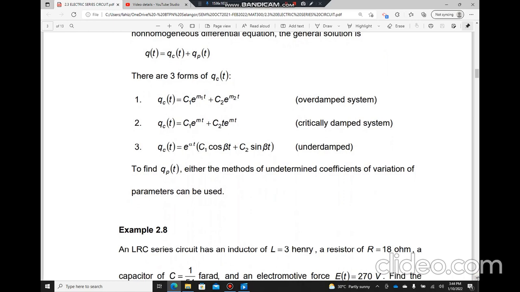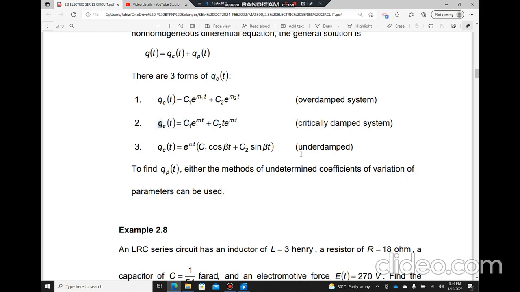Okay, there are 3 forms of QC. Okay, so sama juga yang ni macam yang dalam table sebelum ni. Kita ada first kalau overdamped system which is M1 not equals to M2. So kita akan dapat this equation. And then critically damped system kalau M1 equals to M2. So kita akan dapat this equation.